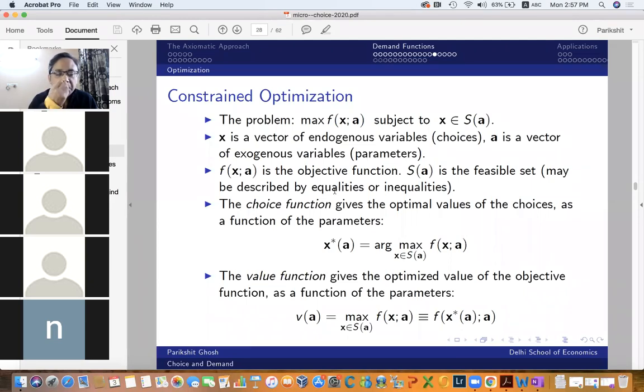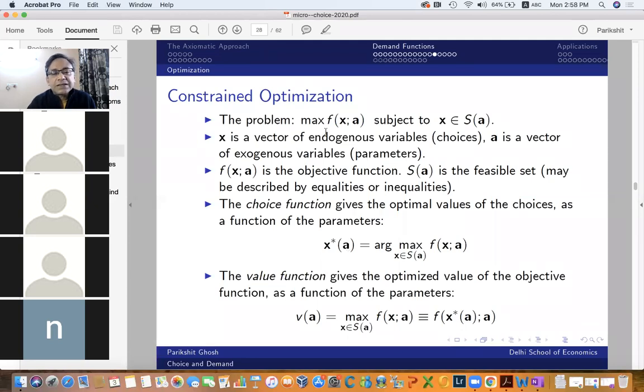Now, suppose we have solved this problem. Okay, we've solved this problem for every possible vector of parameters or exogenous variables. So you give me one set of parameters, I solve the problem, find the optimum x. You give me another set of parameters, again I solve the problem, find an optimum x. Right, so I work out the optimum value of x for every vector of parameters a, and that gives me this function x star as a function of a.